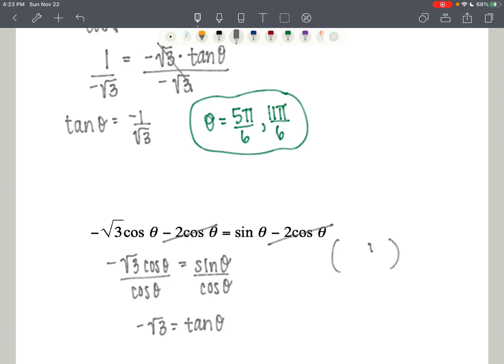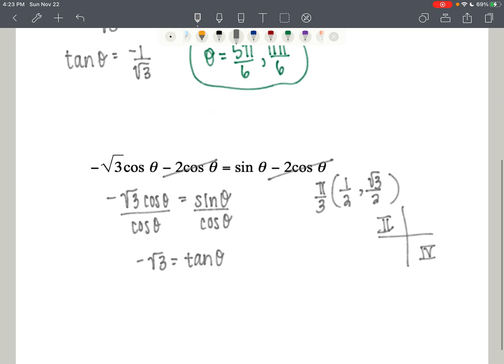Similar situation, but this time the ordered pair is not pi over 6, it's pi over 3. Still, we have quadrants 2 and 4 for our negative ratio for tangent. So the pi over 3 angle in quadrant 2 is 2 pi over 3, and the pi over 3 angle in quadrant 4 is 5 pi over 3.